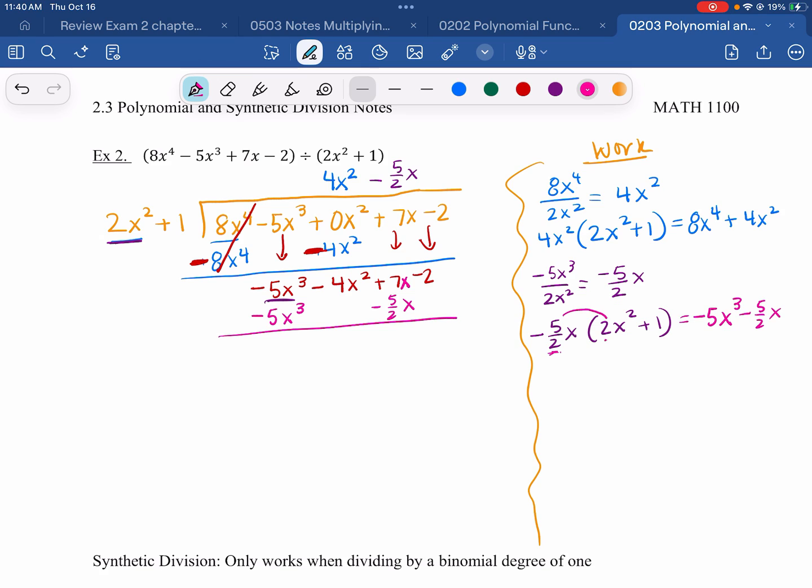Draw my line. Remember to change your signs. This then becomes a positive. Positive. Cancels. This comes down. Negative 4x squared. Now you have 7x plus 5 halves. 7 plus 5 halves, that's 2, that'd be 14 because you're multiplying them both by 2. So that gives you 14 over 2 plus 5 over 2, which is 19 over 2. So I end up getting plus 19 halves x and then my minus 2.